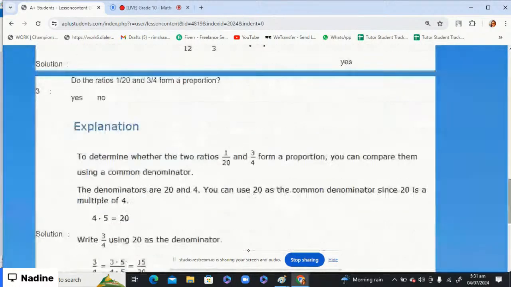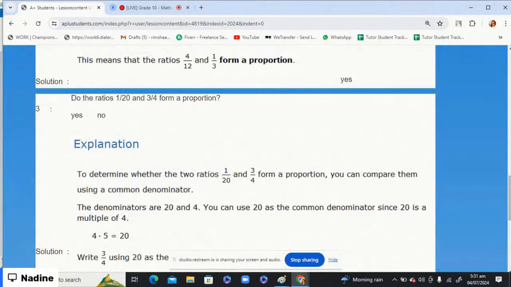Okay, let's do it. Do 1 by 20 and 3 by 4 form a proportion? As we know, I'm just going to repeat this one again. First of all, we check the question. Here is the question, 1 by 20 and 3 by 4, they are asking whether they form a proportion. So first of all, we can compare them using their common denominator. We check whether these two ratios, 1 by 20 and 3 by 4, form a proportion by comparing their common denominator.